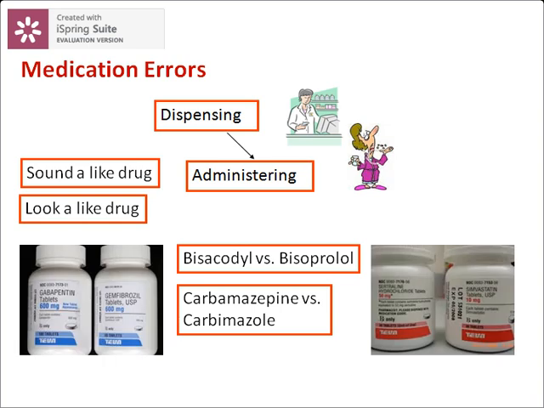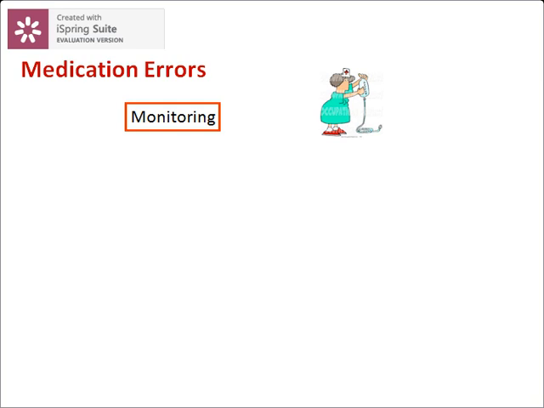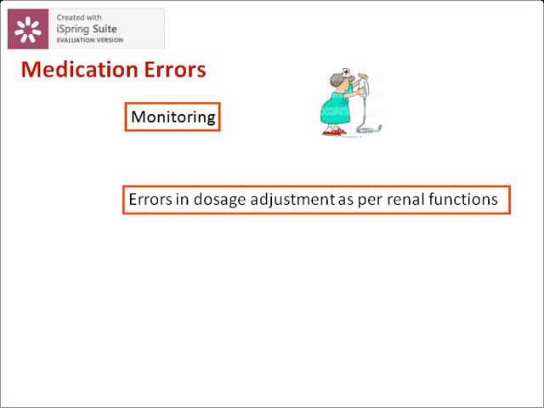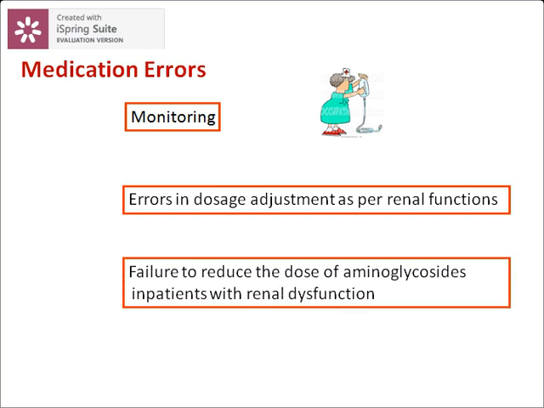Another example is of look-alike drugs. Here the packages of gabapentin and gemfibrozil, similarly, packages of sertraline and simvastatin look similar. So there are chances that instead of gabapentin, the patient may receive gemfibrozil if proper care is not taken. Now, the last type of medication error is the monitoring error. If you do not have the habit of monitoring renal or hepatic functions when it is required, patients with renal dysfunction may receive the full therapeutic dose of aminoglycosides and can have nephrotoxicity, ototoxicity.